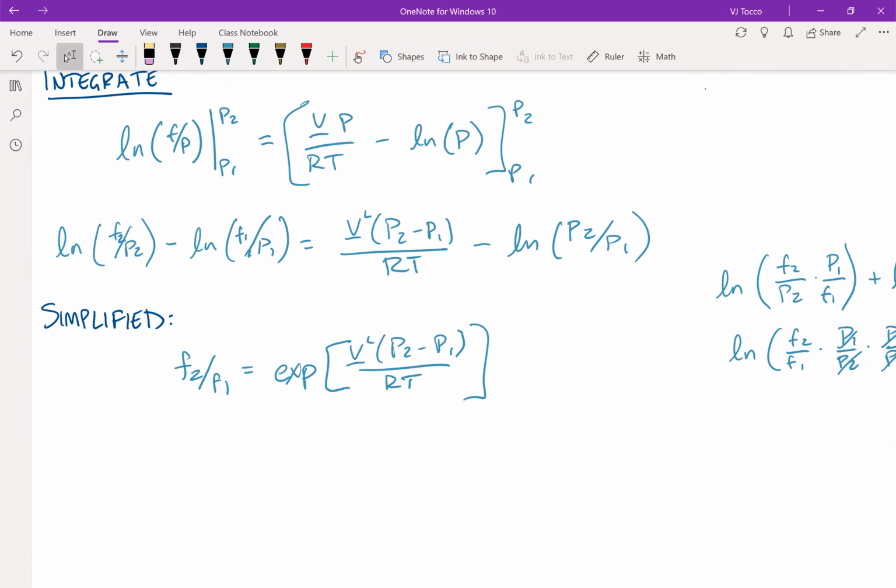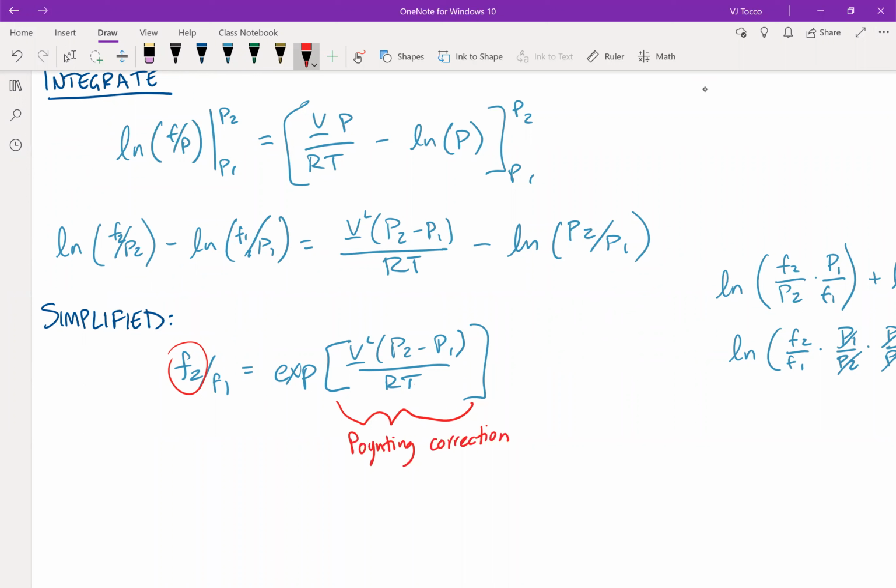So this term in the exponent is called the Poynting correction factor. This is what it actually is. Poynting correction. And importantly, this allows us to calculate the fugacity at some second set of conditions, given constant temperature, given the molar volume of the liquid, and given the fugacity at that point.